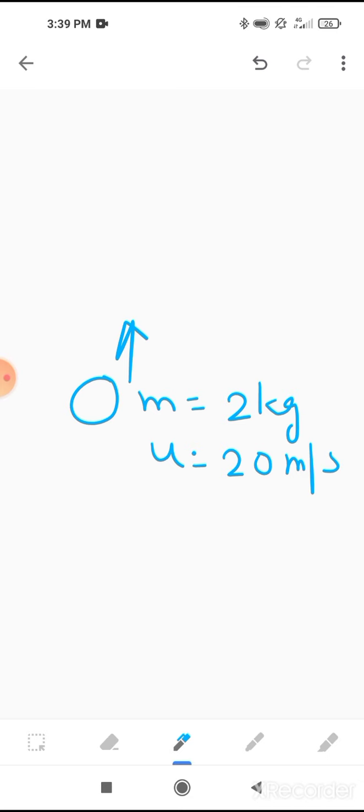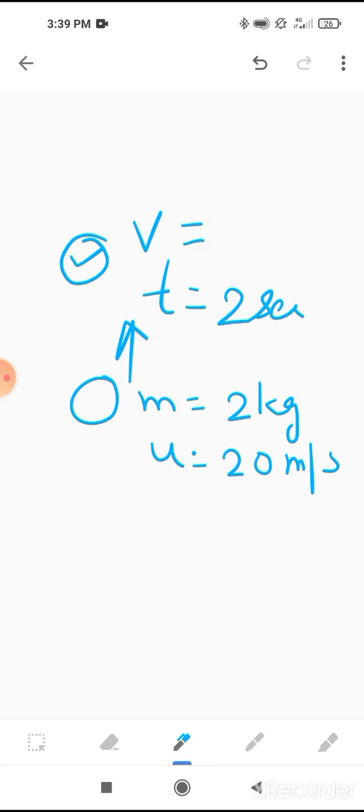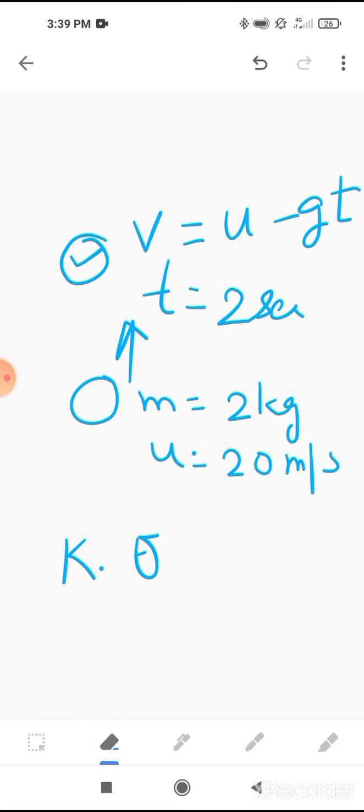After 2 seconds, what will be its kinetic energy? Suppose after a time of 2 seconds, the body reaches this point. Here the V value you have to find out. Use the formula V is equal to U minus GT. Since the body is moving away from earth, you have to use minus G in the formula. We will get V. Then use the formula kinetic energy is equal to half mv square.